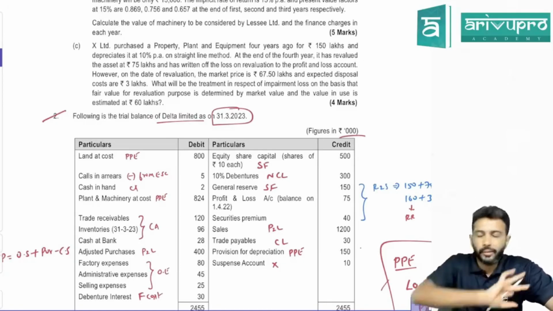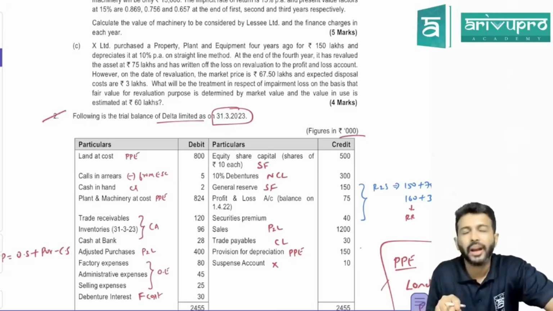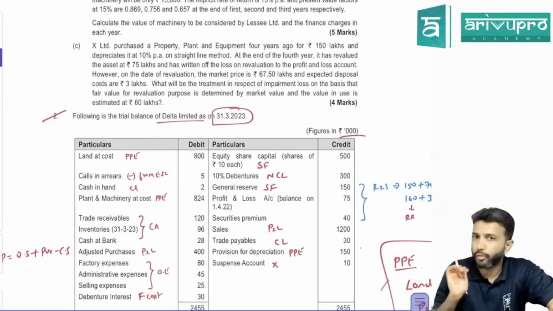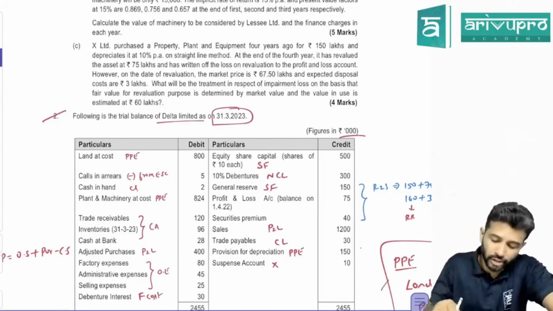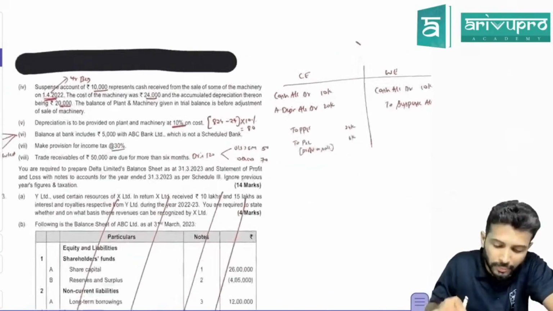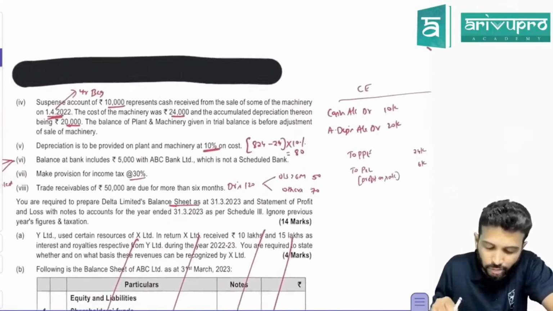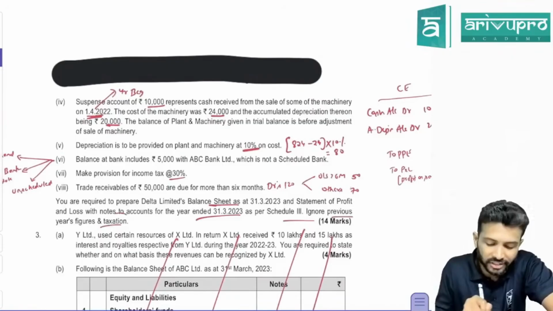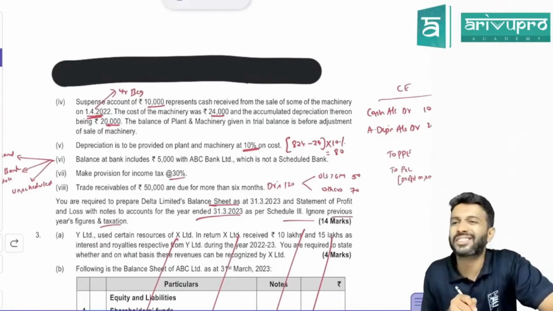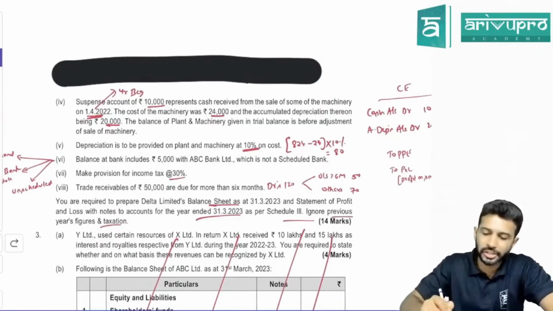So what we'll do is, sir, we will read the data, and the moment we read the data, you have to tell me whether that component comes in the balance sheet or P&L, because here you have to prepare balance sheet as well as P&L. The requirement is both. You need to prepare balance sheet as well as P&L as per the Schedule 3 format. Okay, ignore previous year's figures and also ignore tax, they have told. Okay, so all that information is missing.